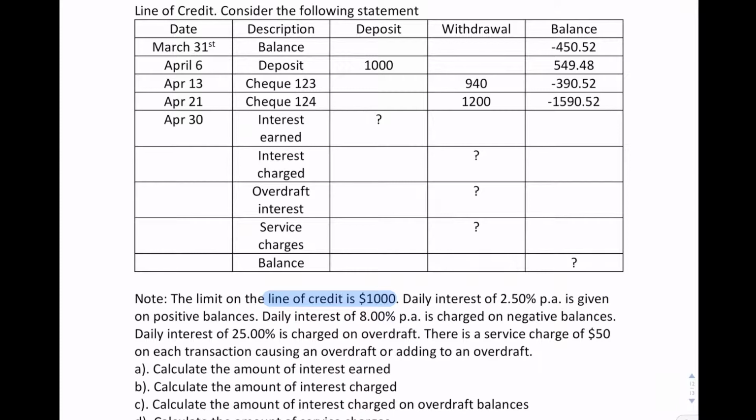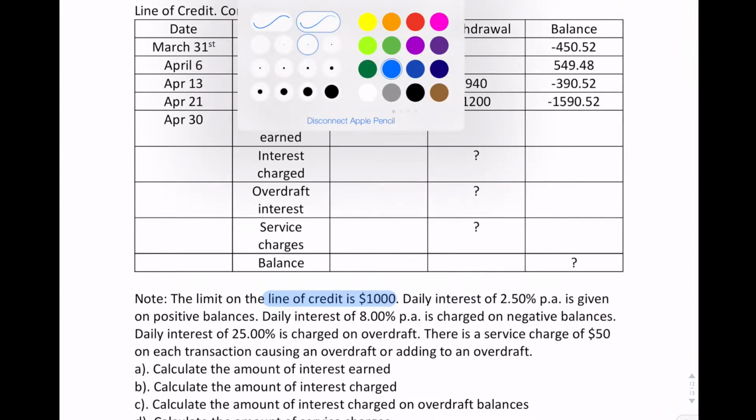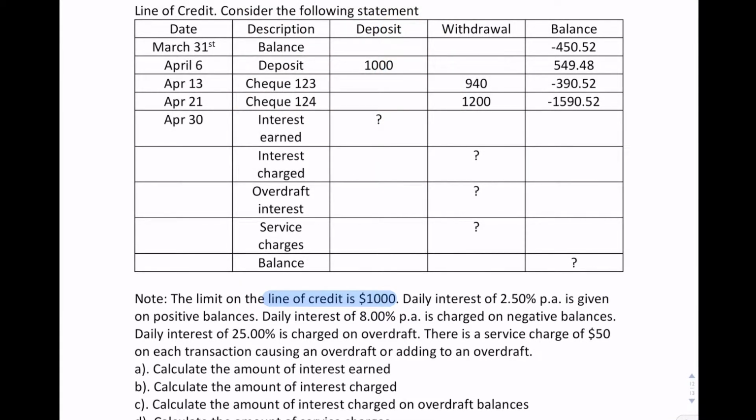That is the limit, which means anything you go over 1,000 into the negative will be overdraft. The first item I'll point out is this line right there: because we're over 1,000, it is actually broken down into two. We have negative $1,000, which is under the line of credit, and negative 590.52 is on the overdraft.